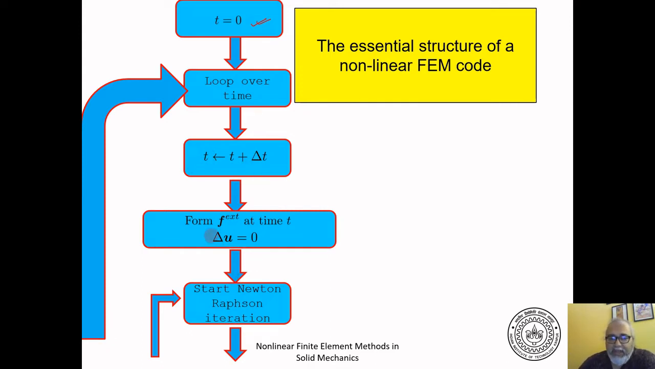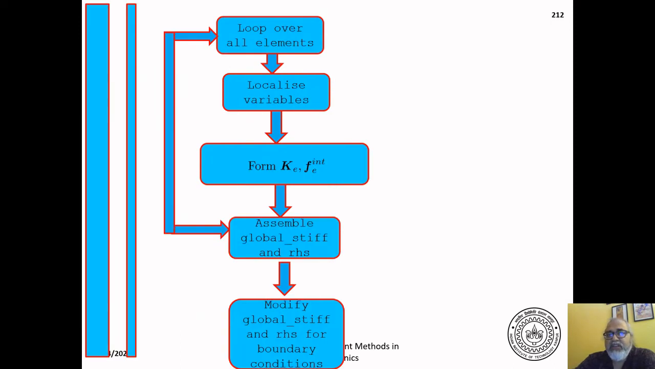Now, to calculate delta u, you start this Newton-Raphson iteration loop, which is special to nonlinear code. In linear code, you don't need to do the Newton-Raphson. You do a one-step inversion to get the u. So you start the Newton-Raphson iteration, and then within the Newton-Raphson iteration, you loop over all the elements.